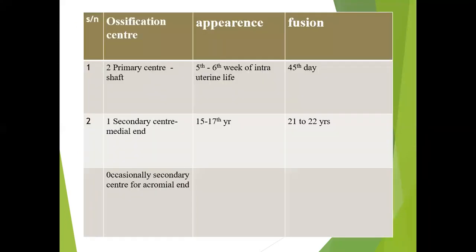So first we can talk about the ossification of the clavicle. Already we have discussed that the clavicle has two primary centers. The two primary centers form in the shaft. The appearance is 5th to 6th week of intrauterine life, and they fuse around 45th day. The secondary center, only one, usually appears in the medial end. It appears at 15 to 17 years and fuses at 21 to 22 years. Occasionally there will be an extra secondary center. If it appears, it will be in the acromial end. So this is about the ossification of clavicle.